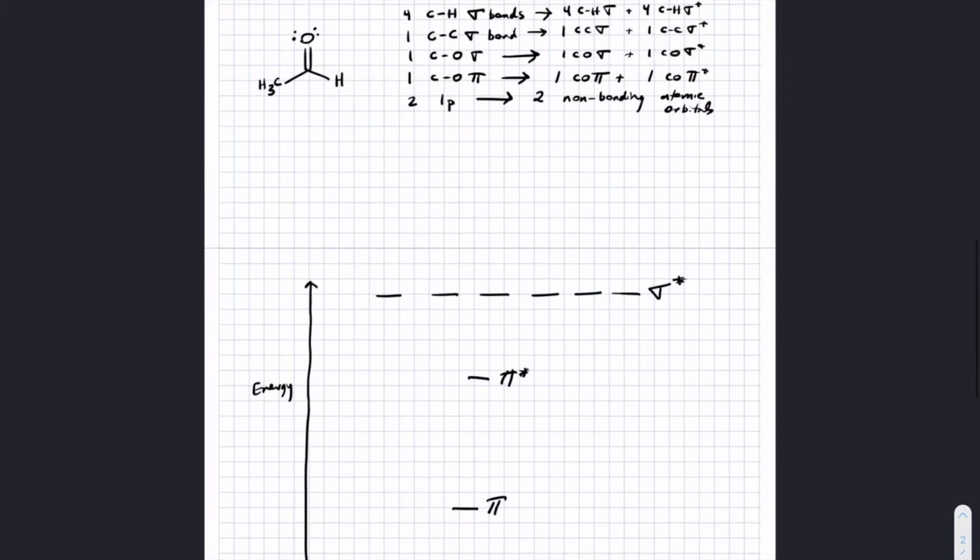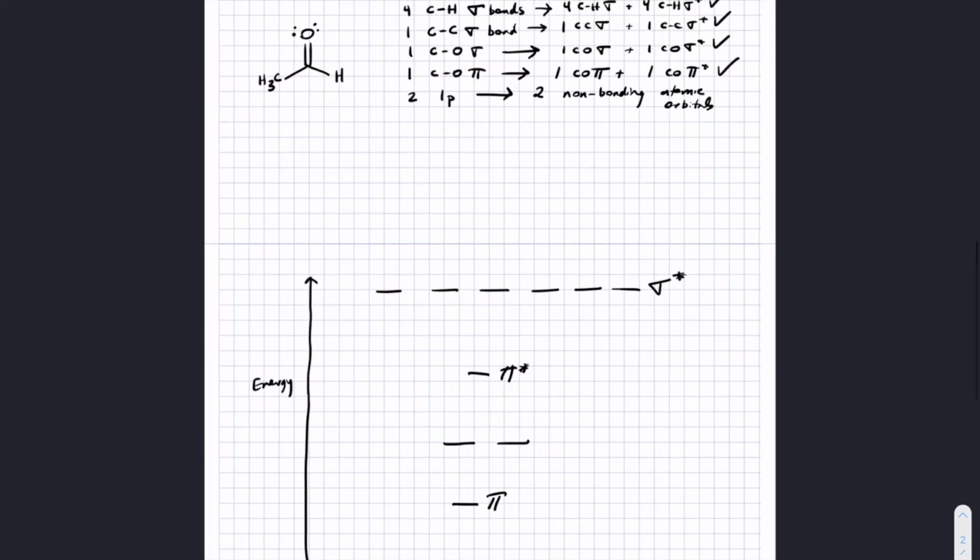Okay, so I've taken care of these and this. What I'm missing is non-bonding atomic orbitals. Where should those go? Well, they're not bonding, they're not anti-bonding. They should be sort of at our break-even point somewhere in the middle. Now I can fill them up with the available electrons, and I can count how many electrons are in this molecule and fill them up.